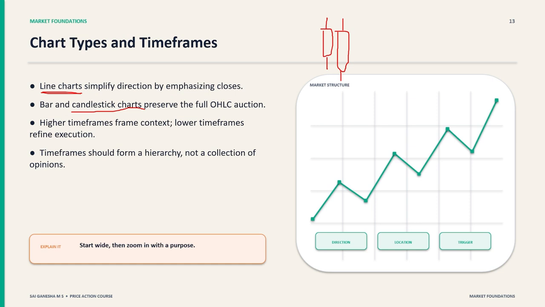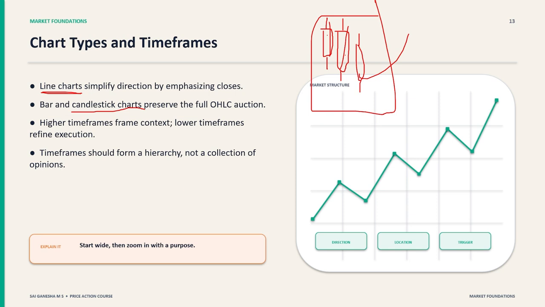Now, coming to time frames. A time frame tells us how much time one candle represents. On a 5 minute chart, each candle shows 5 minutes of price movement. Imagine this is a 5 minute chart, so every candle is 5 minutes. I'm just giving an example, this is not a proper diagram, I'm sorry. On an hour chart, each candle represents one complete hour.